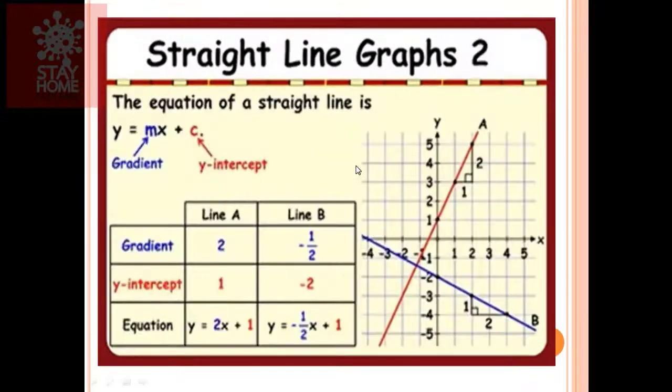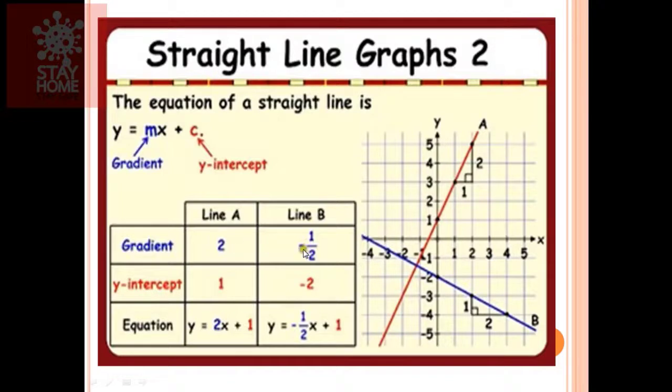Okay, next slide you can see the components of the straight line. The equation of the straight line is y is equal to mx plus c. m is called gradient, this is the name, gradient, and c is the intercept. Intercept means when the value of x is 0, y will be equal to c. You can see here when x is 0, y is equal to c. So gradient is 2, y intercept is 1, and the equation will be y is equal to 2x plus 1.